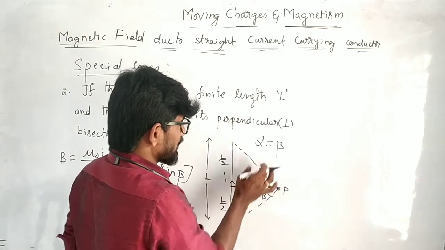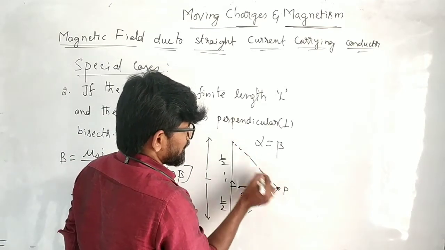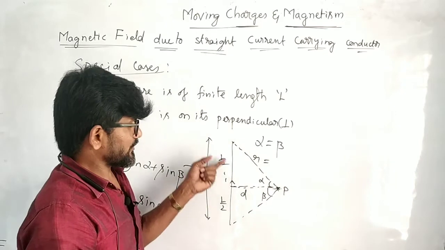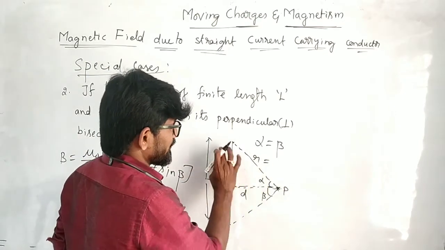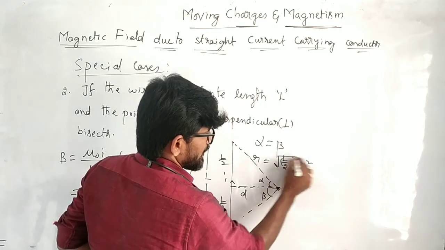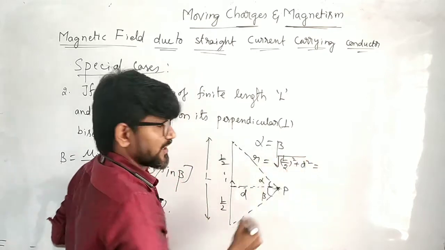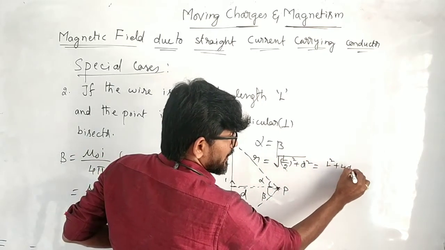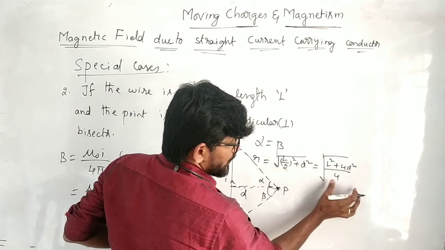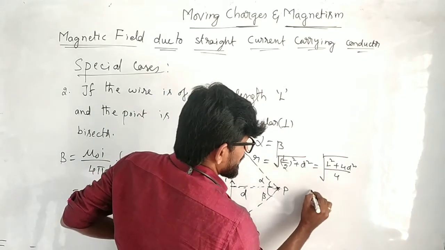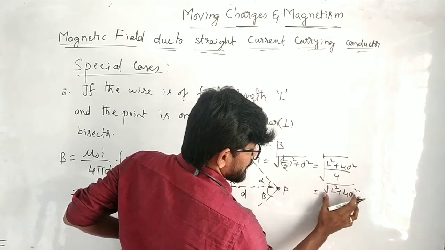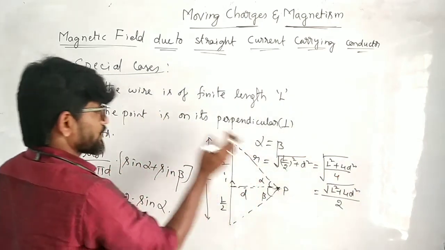This is L by 2, this is d, and this is the distance between the top end and the point. Let us take it as r. By applying Pythagoras theorem, hypotenuse square is equal to side square plus side square, so r is equal to square root of L by 2 whole square plus d square. It is equal to the root of L square by 4 plus d square, or L square plus 4d square by 4 under root. But you can write the root of this by root 4. Root 4 is 2. So you can write this further as square root of L square plus 4d square, with the root only for the numerator, divided by 2. That is your r.